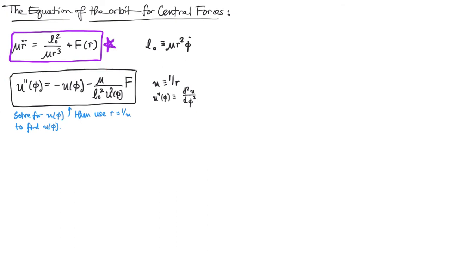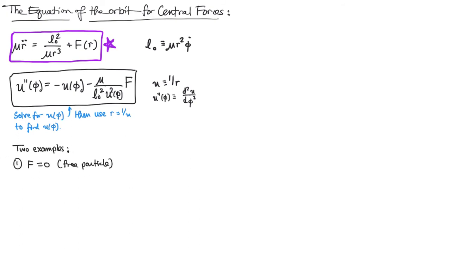And now this applies for any central force, not just gravity, but any force at all. So what we want to do next is a couple examples, right? And each example will have a different force. We'll put in the force, we'll solve the differential equation, and we'll try to understand the shape of the resulting orbits, r of phi.